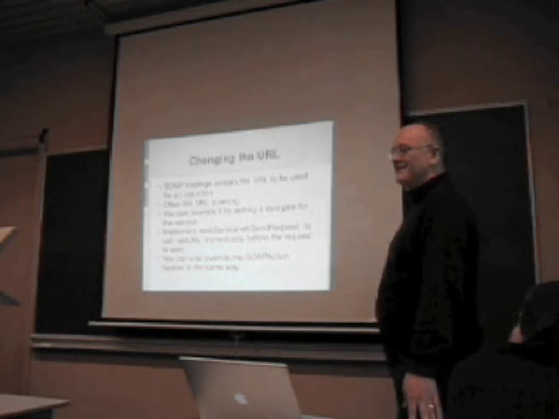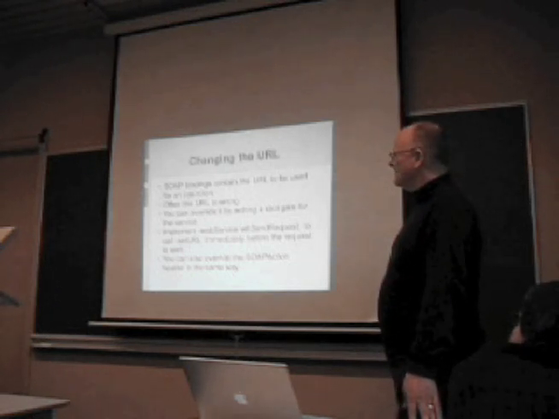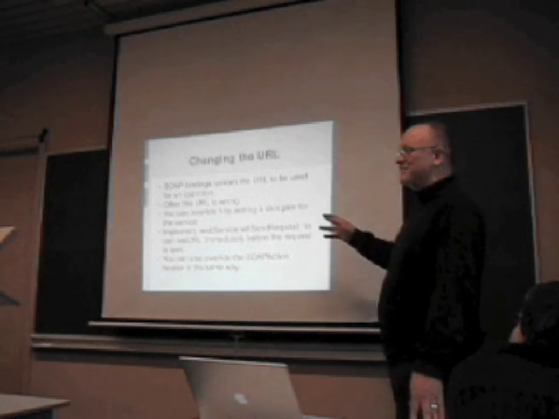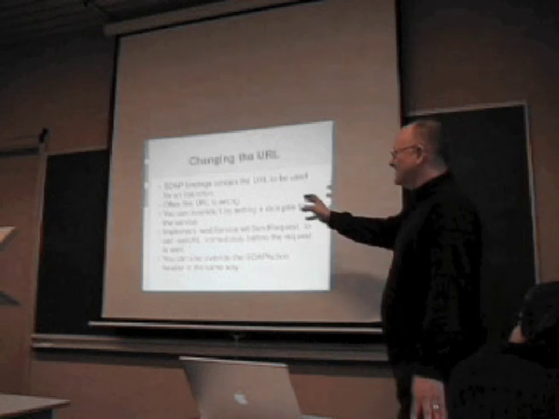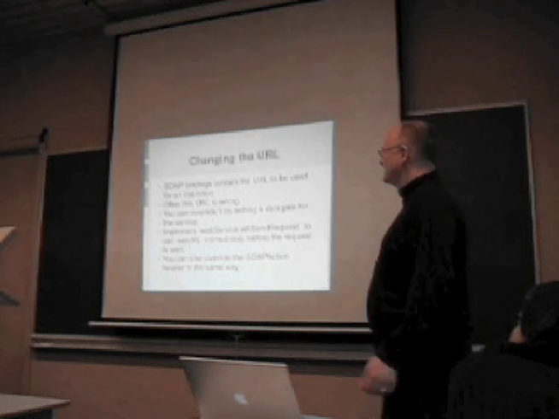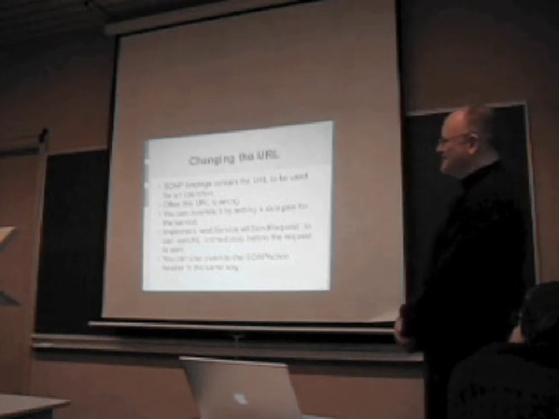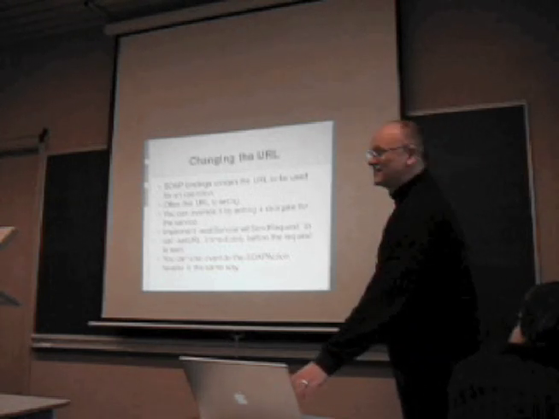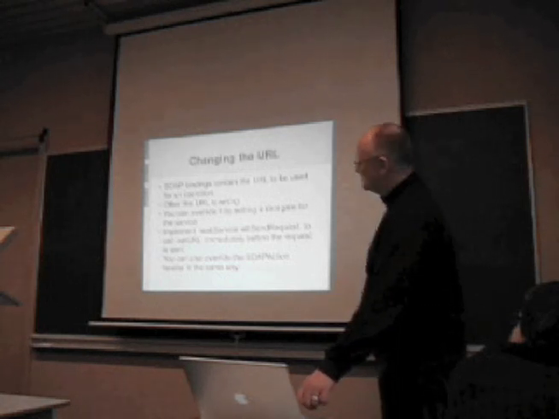So you have to override it. You can do that by setting a delegate for the service. And at the moment when it's about to send the request to the other end, you tell it to use a different URL. So it's quite straightforward. You can change the SOAP action header in the HTTP request at the same time if you want.